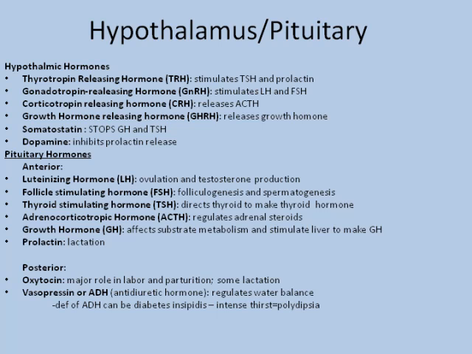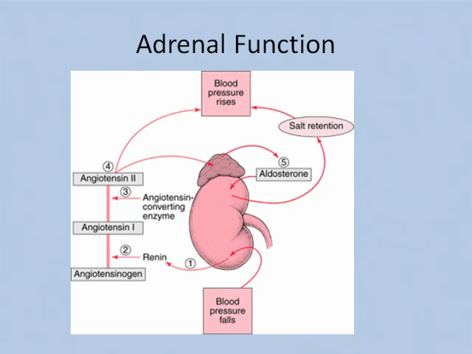Posterior pituitary hormones. Oxytocin has a major role in labor and parturition, and somewhat in lactation. Vasopressin, or antidiuretic hormone, regulates water balance. So a deficiency of antidiuretic hormone can result in diabetes insipidus, where there's intense thirst and polydipsia.